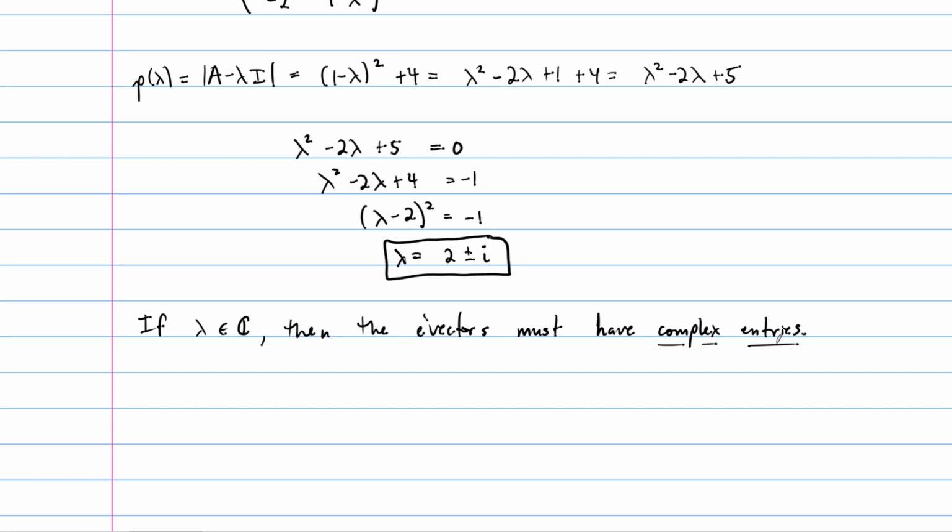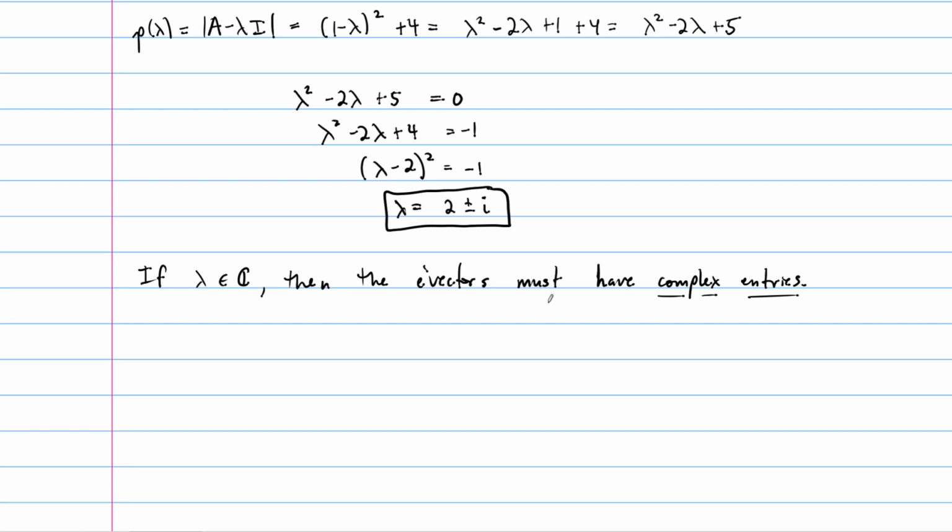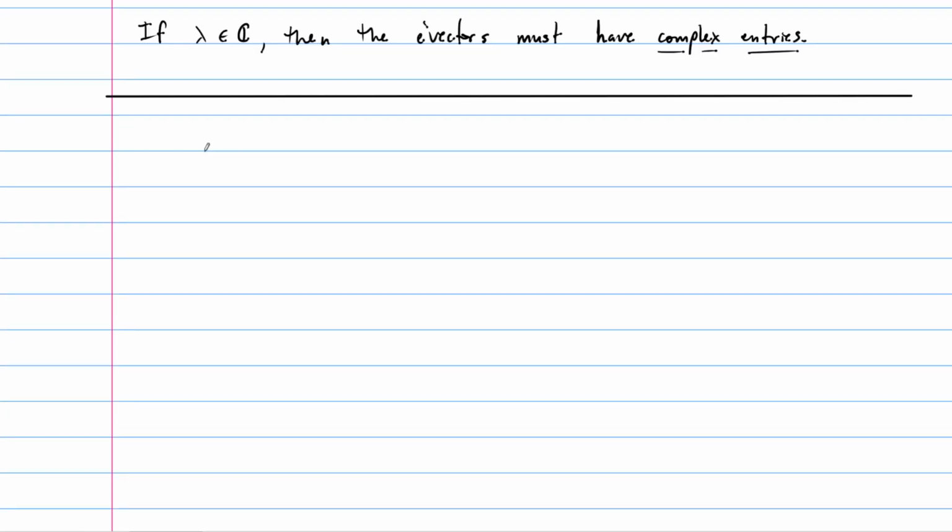And again, take a moment, pause the video, and work that out for yourself. Find the eigenspace of the two eigenvalues. You'll see that they're complex vectors. All right, so I just have one more thing for this lecture, this introduction to eigenvalues, eigenvectors, and eigenspaces. And this is the following.